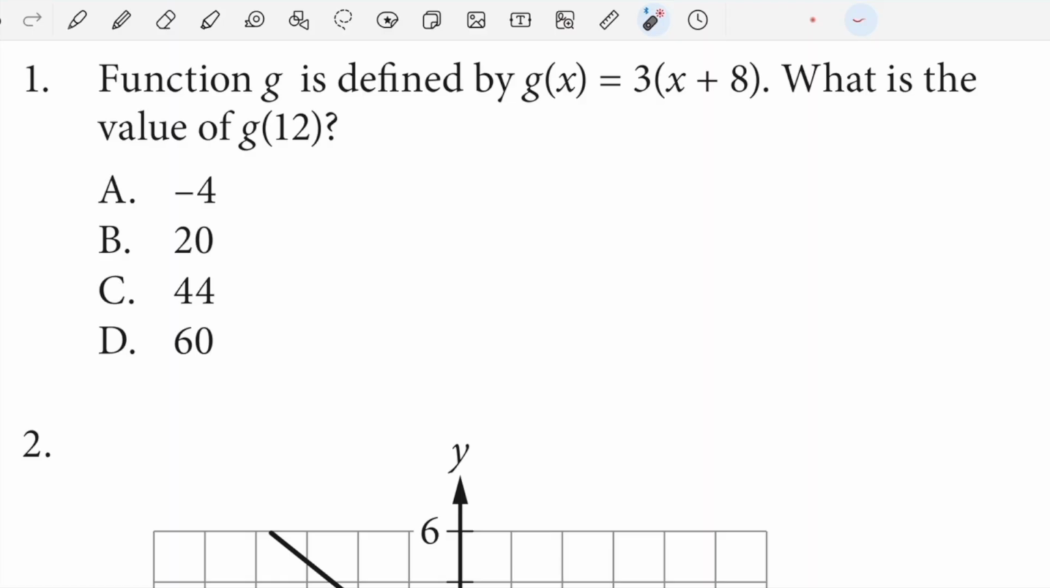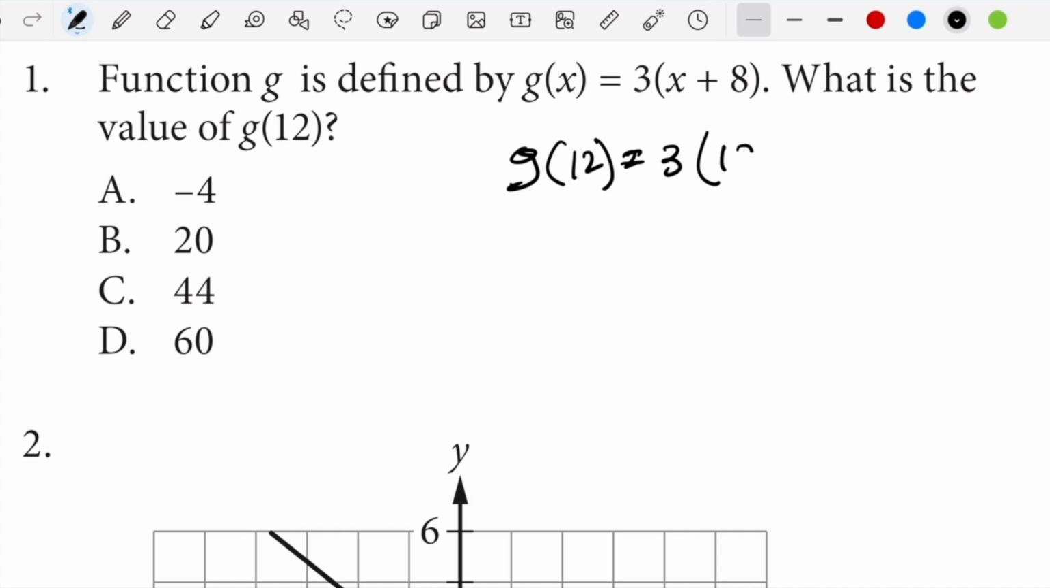Let's start. Number 1. Function g is defined by g of x equals 3 parentheses x plus 8. What is the value of g of 12? Every time they ask you g of something, the only thing you have to do is replace whatever value you have there for the x. That's it. So g of 12 is the same as 3 parentheses 12 plus 8. Remember, instead of the x, I write a 12.